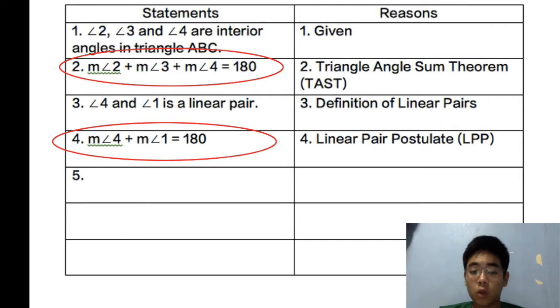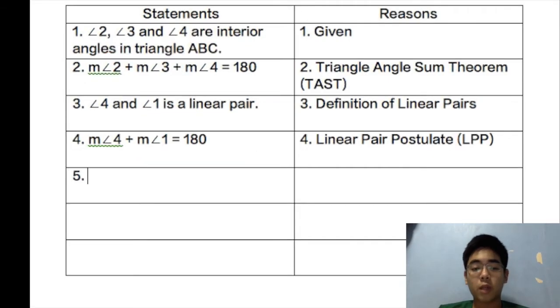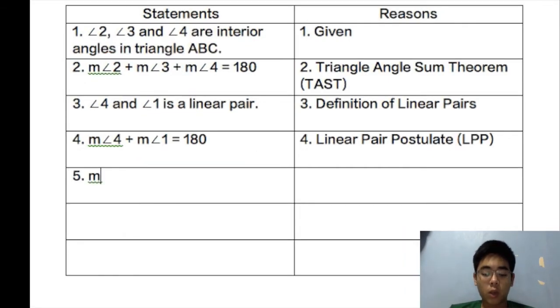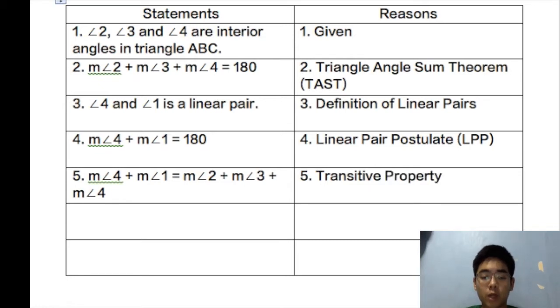From here, you can notice that there are two equations equal to 180, one from statement 2 and the other from statement 4. With that knowledge, we can get our statement 5, where it states the measure of angle 4 plus the measure of angle 1 is equal to the measure of angle 2 plus the measure of angle 3 plus the measure of angle 4. Since both sides of this equation are equal to 180, we can equate them to each other. This is called the transitive property, which is our reason.